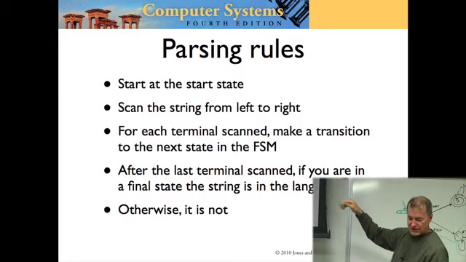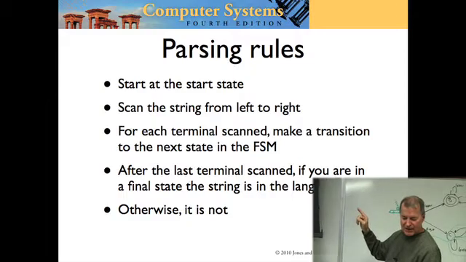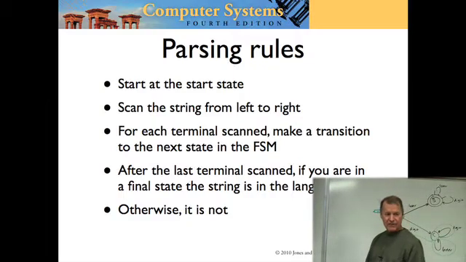The parsing rules for a finite state machine like this: you start at the start state, you scan the string from left to right, and for each terminal scanned, you make a transition to the next state of the FSM. FSM is an abbreviation now for finite state machine.